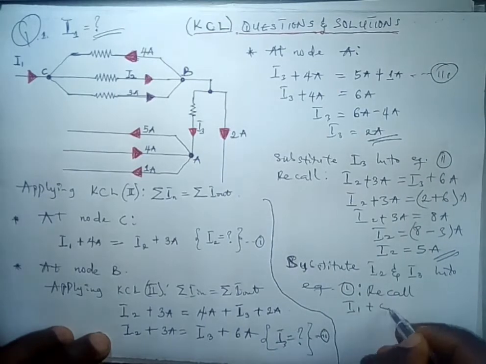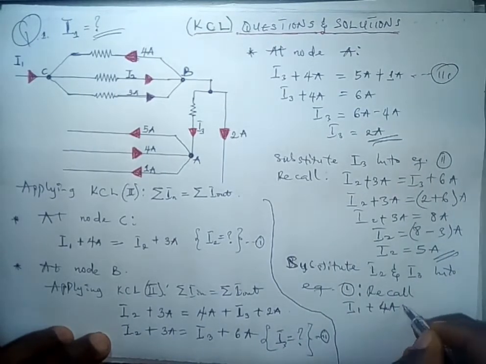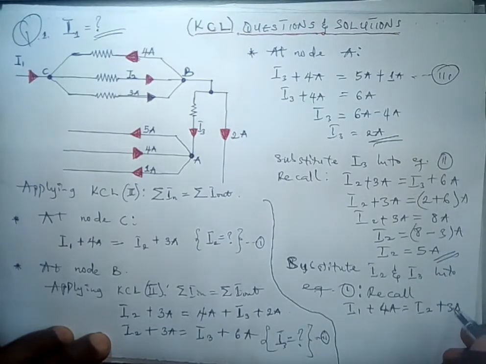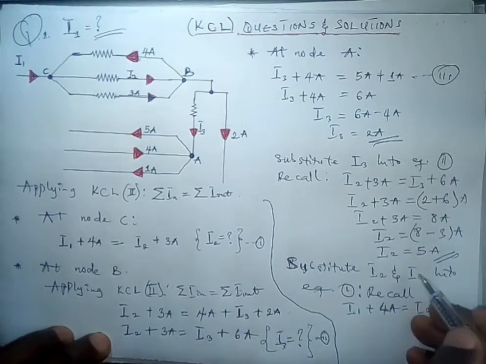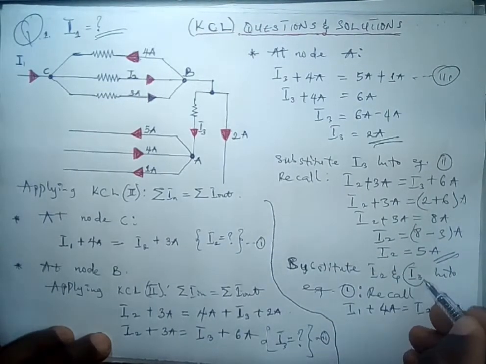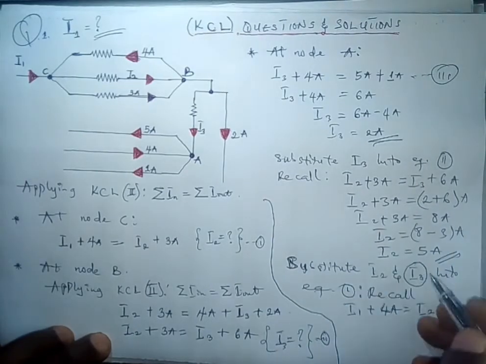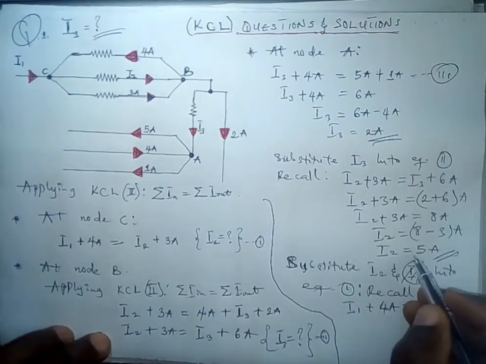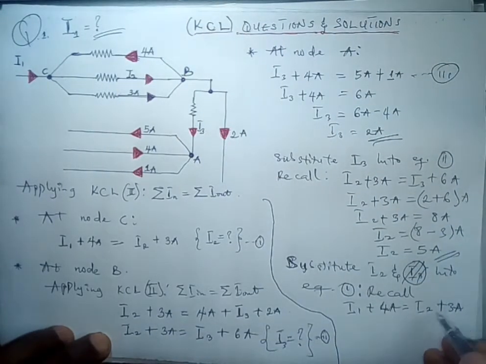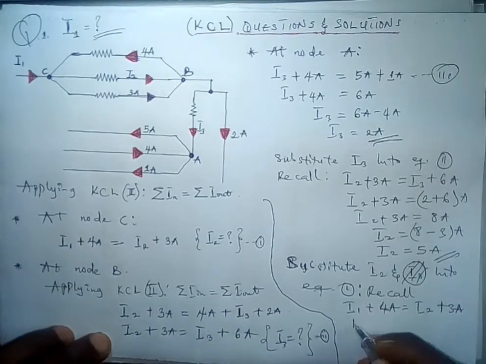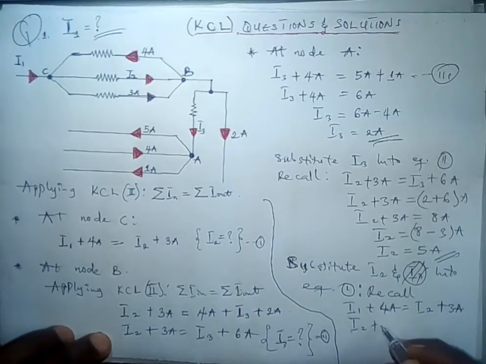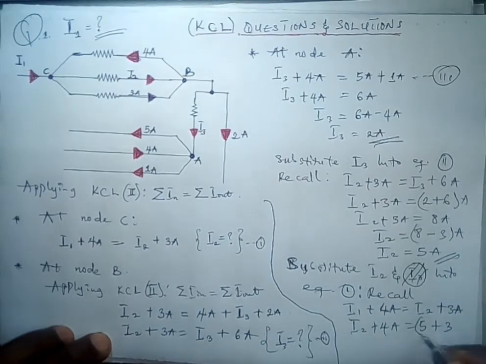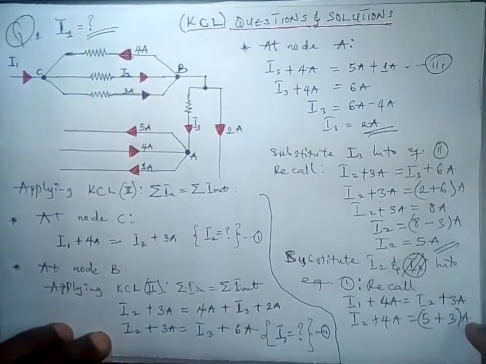I1 plus 4 ampere equals I2 plus 3 ampere. So okay, I'm very sorry, we don't even need I3, so we should just erase that one out. So I'm sorry. So now what we just need is our I2. So after we have gotten our I2 to be 5 ampere, we just plug it into this place. So we are going to have our I1 plus 4 ampere equals 5 plus 3 ampere.